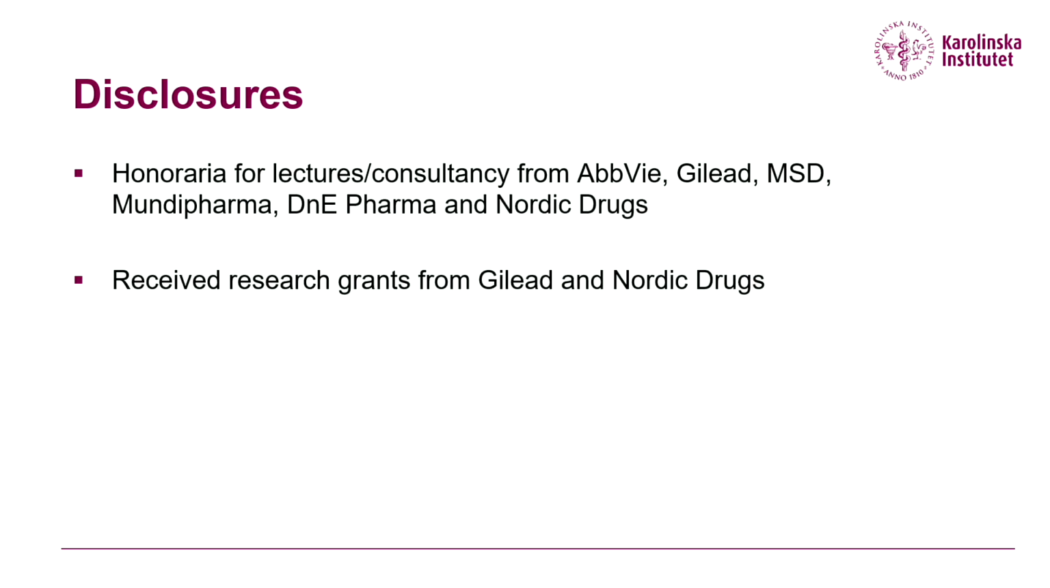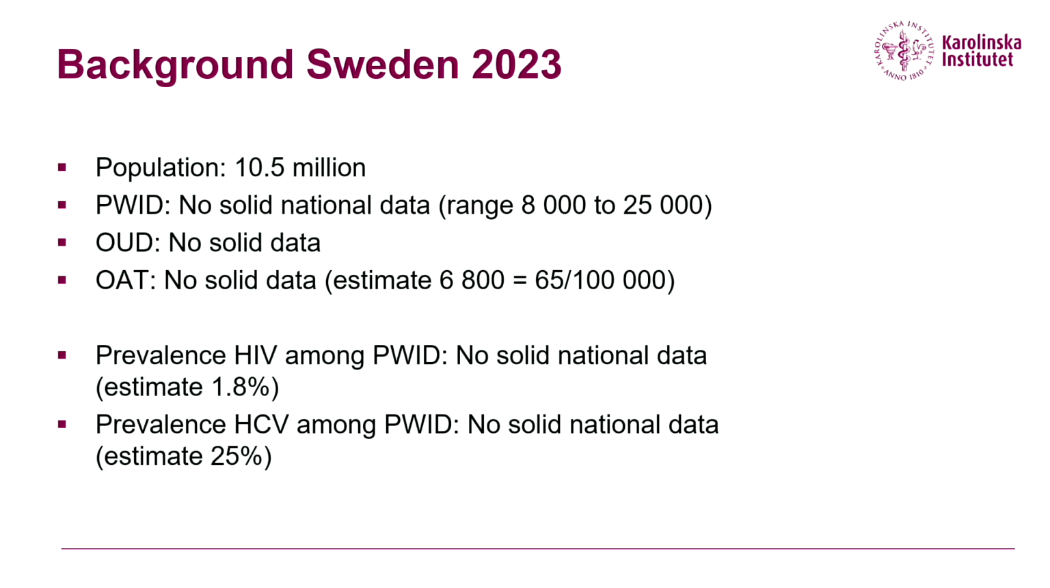Thank you so much, and thank you, Thomas and Ruth, for inviting me to this session. Just a brief background about Sweden. We do know that the population is 10.5 million, but then the data is not so solid anymore. Regarding people who inject drugs, there is no solid data, but a range between 8,000 and 25,000 people.